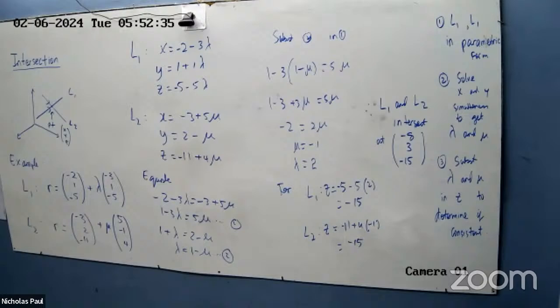All right, so remember, what are the steps to show skew? Check and see if they're parallel. Check and see if they intersect. Otherwise, they'll be skew, right? If they do intersect.